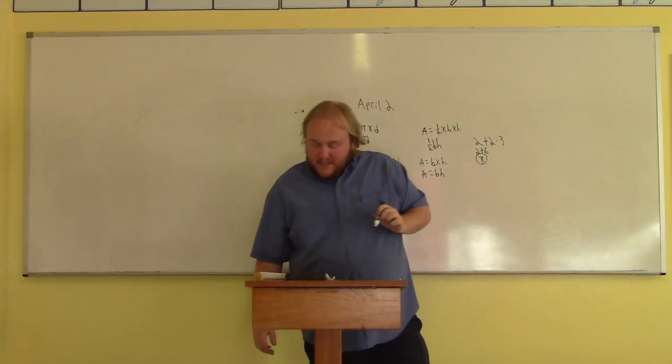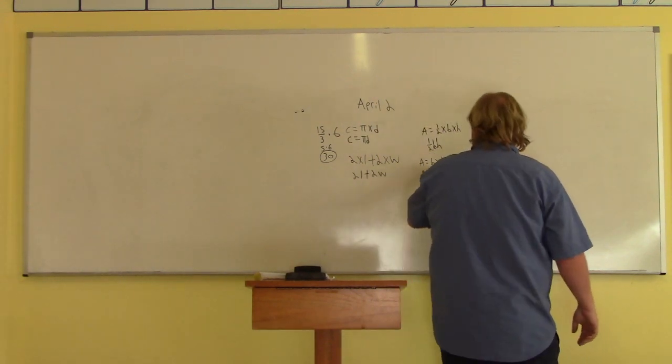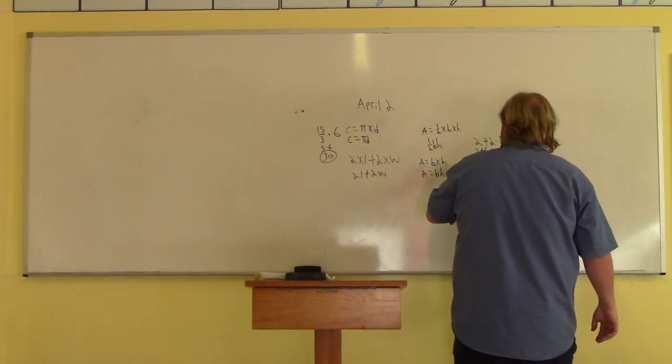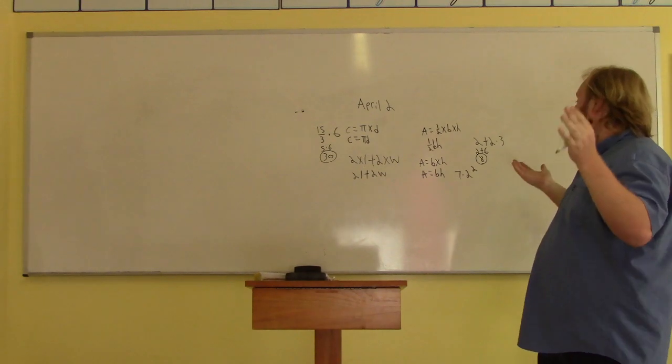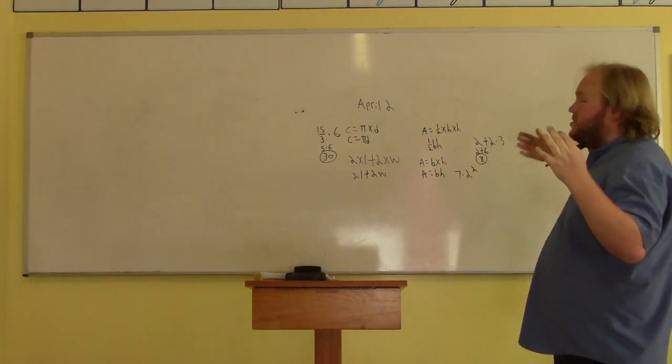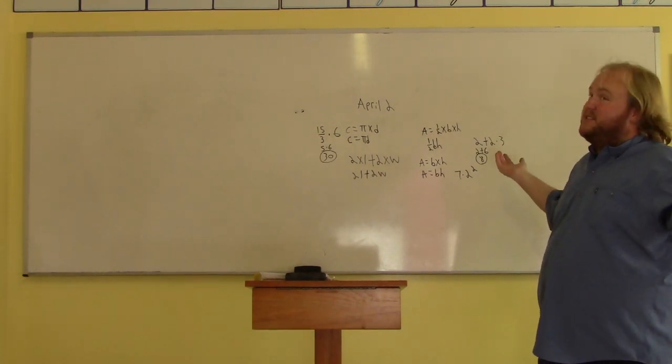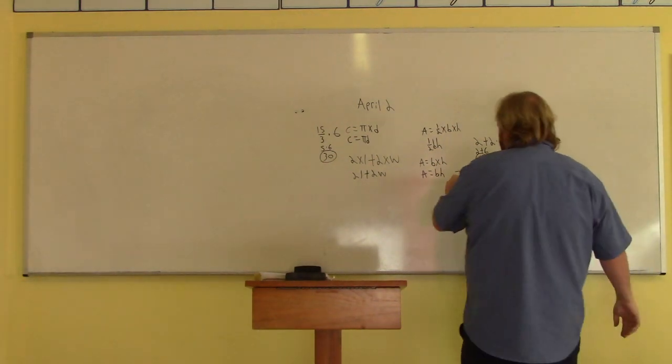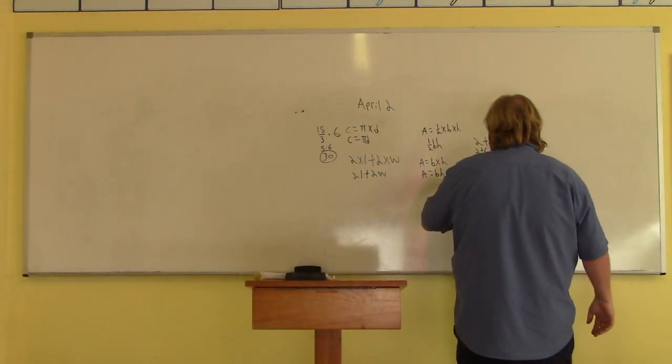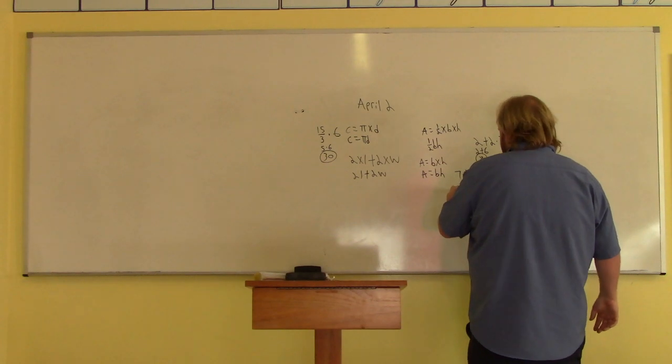Alright, let's do C. 7 times 2 squared. Parentheses, oh, we got exponents. 2 squared is the same as 2 times 2, which is 4. So this becomes 7 times 4, which of course is 28. That's right, y'all.